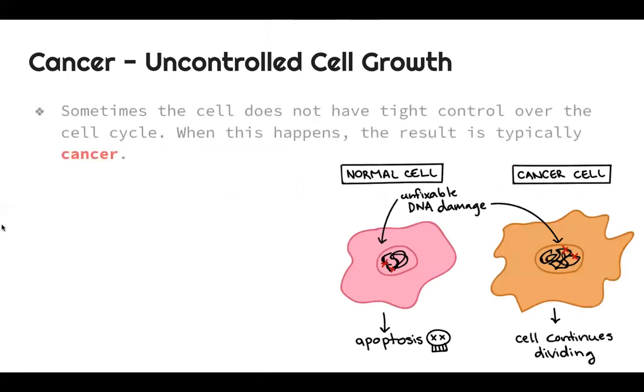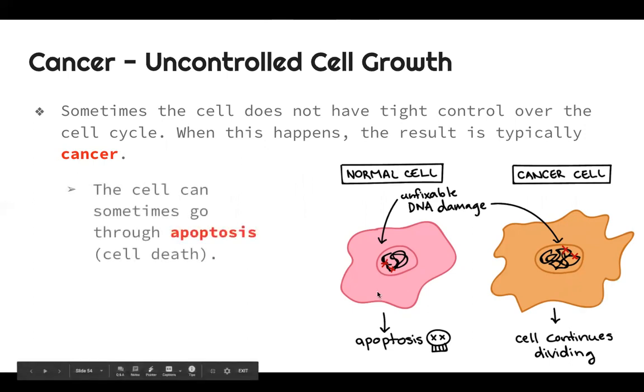Cancer occurs when cell growth is out of control. Something has happened, the cell is not responding how it needs to, and it just keeps dividing and dividing and dividing. A normal cell would go through apoptosis. They find the mistake and they just shut it down. But when that doesn't happen, that's when a cancer can occur.